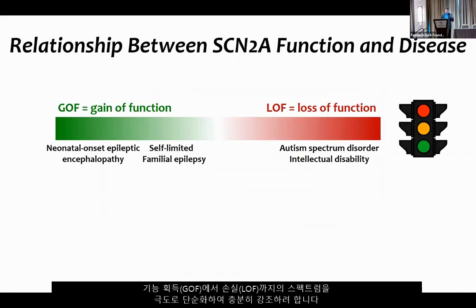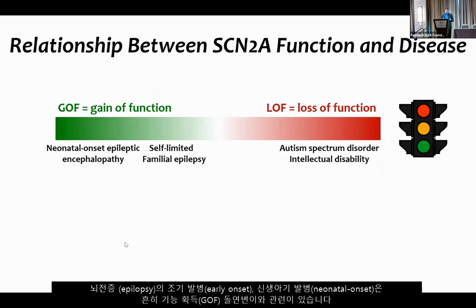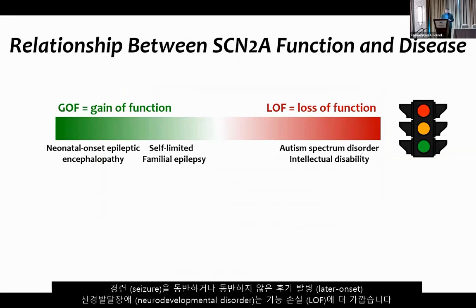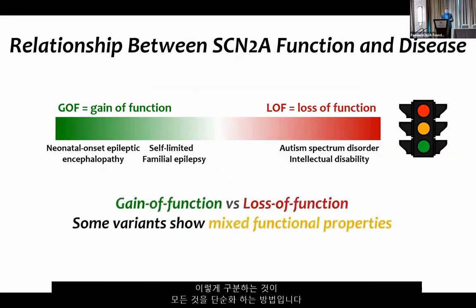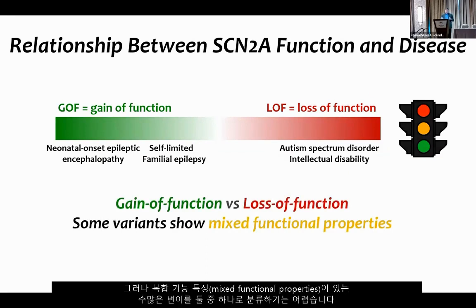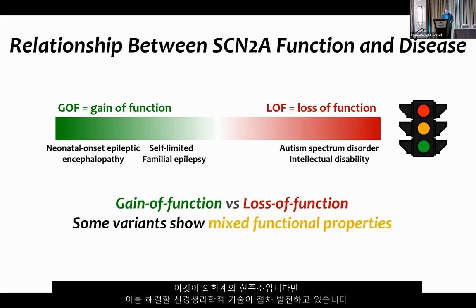And ultimately, we try to distill all of that information down into this very oversimplified, can't emphasize that enough, oversimplified spectrum from gain to loss of function. And the association with the diseases has been somewhat clear-cut, that early onset, neonatal period onset epilepsy is often associated with the gain of function mutations. Later onset neurodevelopmental disorders with or without seizures is more loss of function. And so that distinction is how we try to simplify everything. But there are many variants that have mixed properties that are difficult to classify into one of those two buckets. And that's where the field is right now.